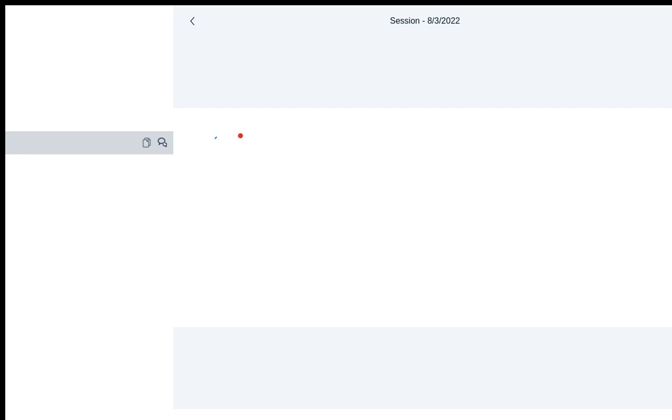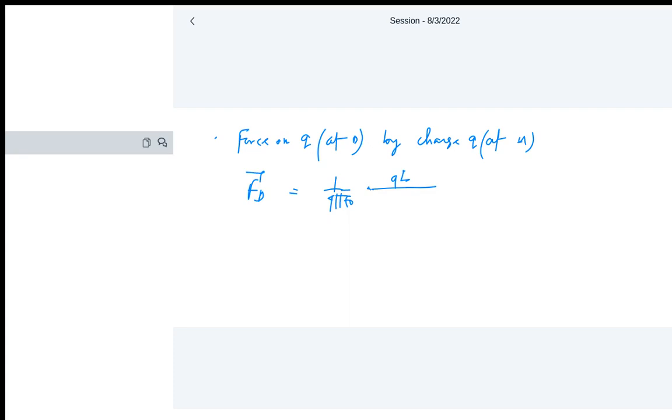Now another case, the force by charge Q at B on the charge at D, F_DB, is equal to 1 upon 4 pi epsilon naught into Q square upon (a minus x) whole square. That is also the answer, in its own direction.